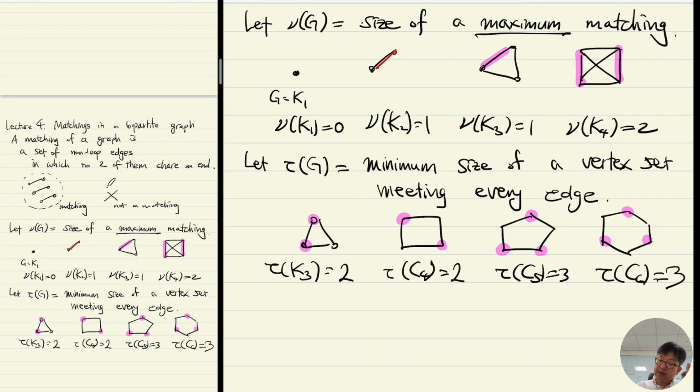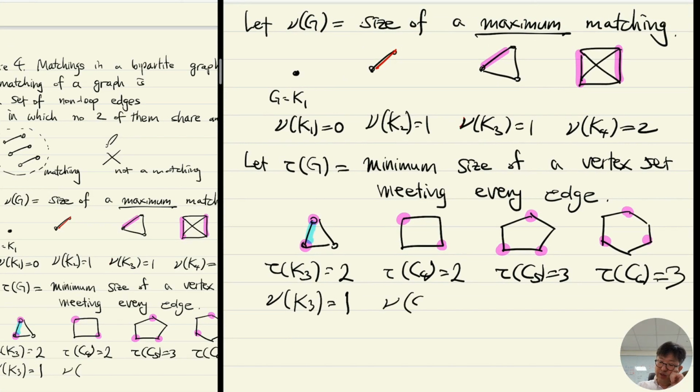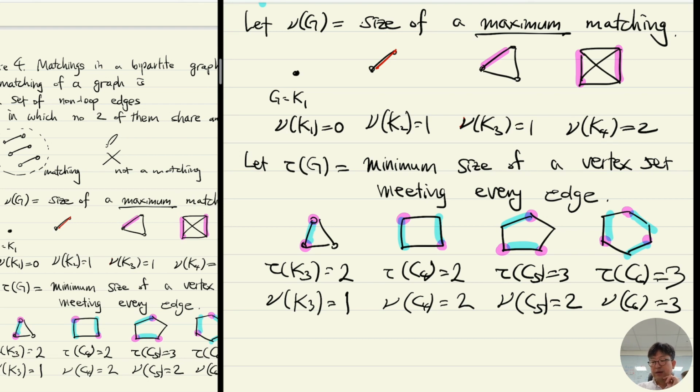Right? Now let's compare these numbers with nu. So nu of K3 is 1. That's the size of a maximum matching. How about nu of C4? Well, that's 2 because I can cover these two. And nu of C5 is again 2 because that's the best possible. And nu of C6 is 3. Right. Now, if you look at these two numbers, these are different. And here they are the same.